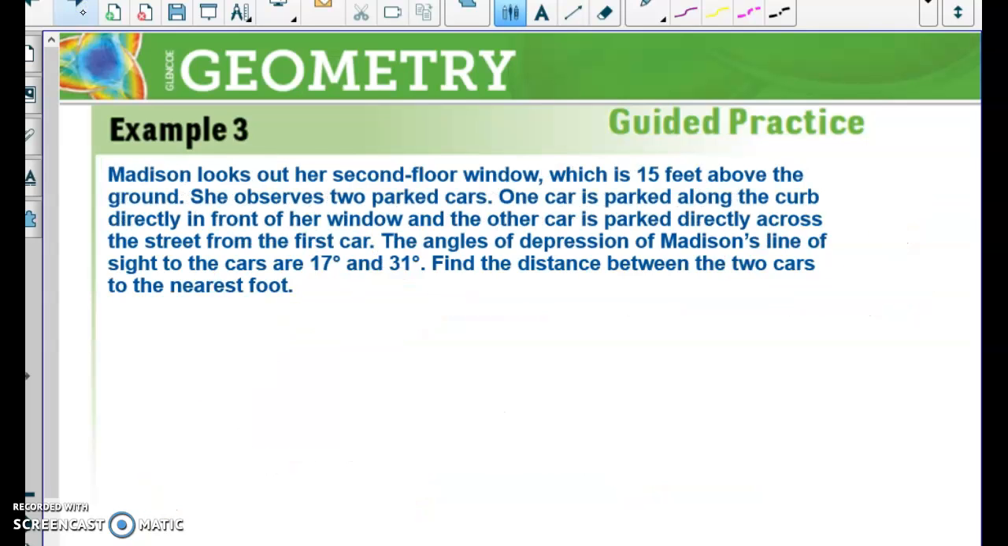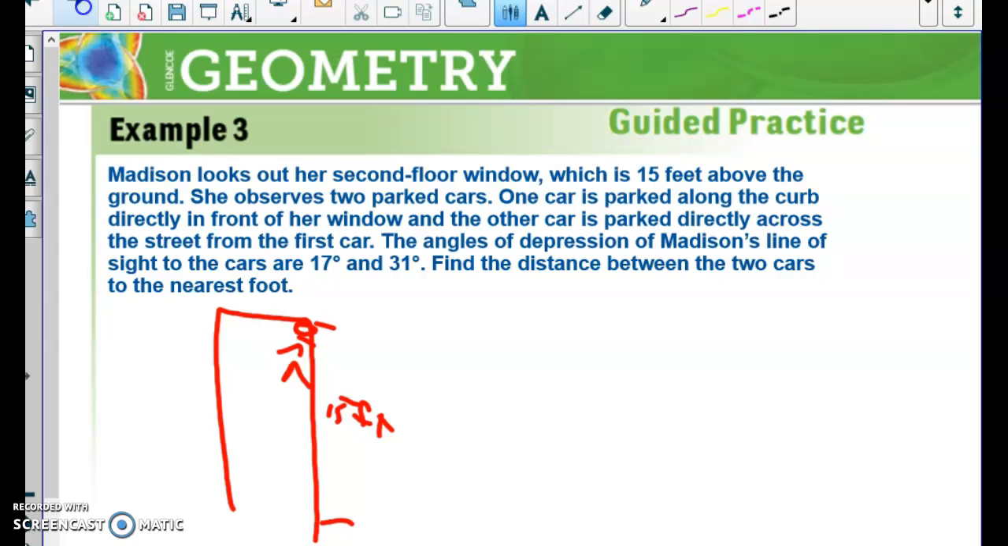So Madison is looking out her second floor window. Here's Madison. There she is. Which is 15 feet above the ground. So from here to there is 15 feet.